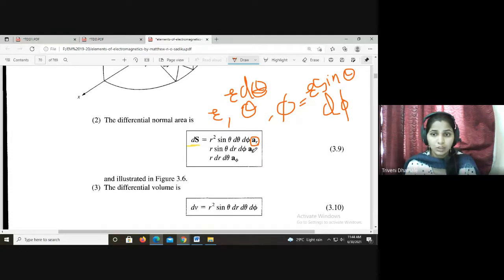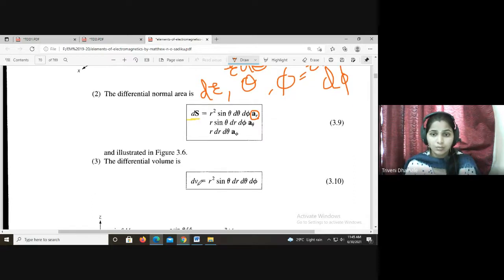For the theta constant plane, theta is constant. So the multiplication of these two is dr and r sine theta d phi, that is r sine theta dr d phi. This is ds bar, along a theta cap. For the remaining third, phi, these two give r dr d theta, and phi is the unit vector. So these three constant planes are there: r, theta and phi.